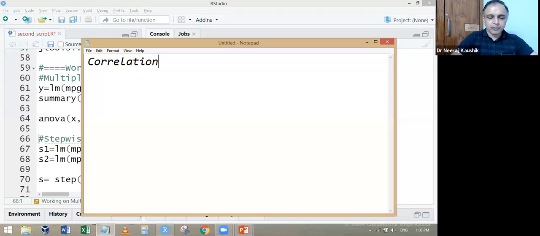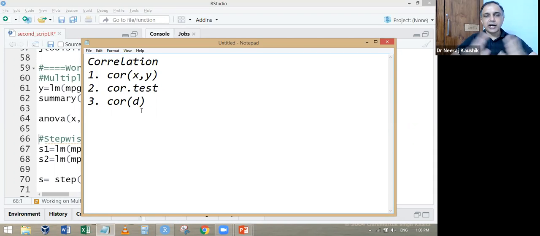Let's revise quickly. Correlation. Number one, COR. It will check only two variables. Number two, COR dot test. It will give the relation plus it will give you the null hypothesis whether the R is 0 or not. Number three, COR of D, where D is a data frame. This will check the entire data frame, all possible things. The fourth, pairs D. It will give you all possible scatter plots. These four are available in the base package.